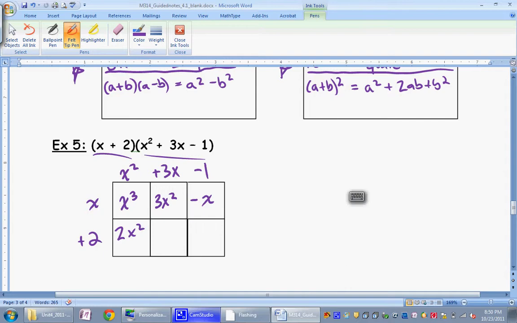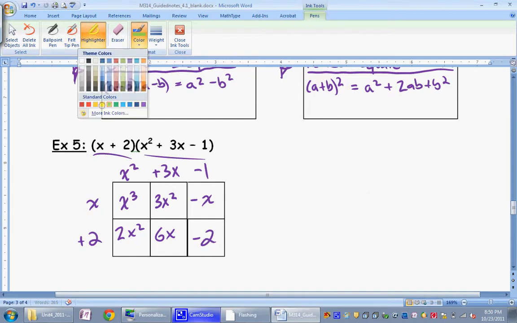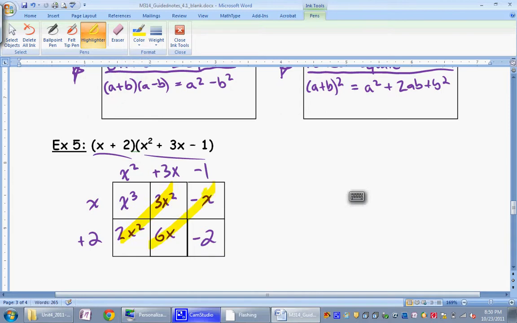So notice what we've ended up with. We still have like terms down the diagonal here. So let's combine our like terms and we'll write our final answer. So this first guy, we're going to have, looks like x cubed.